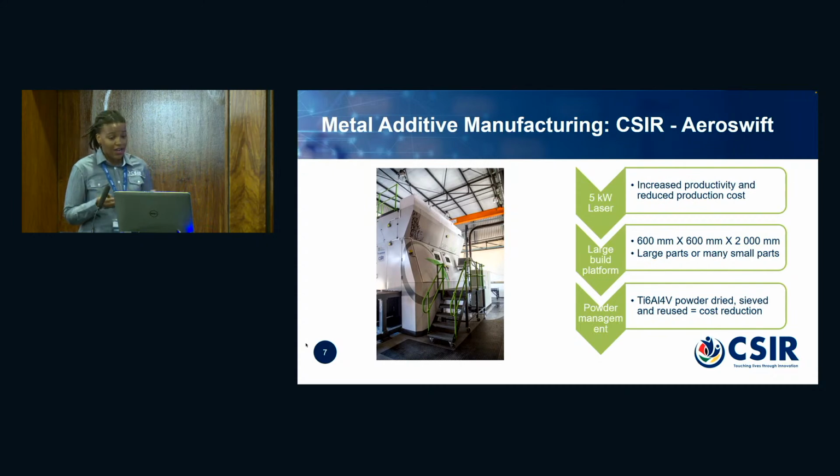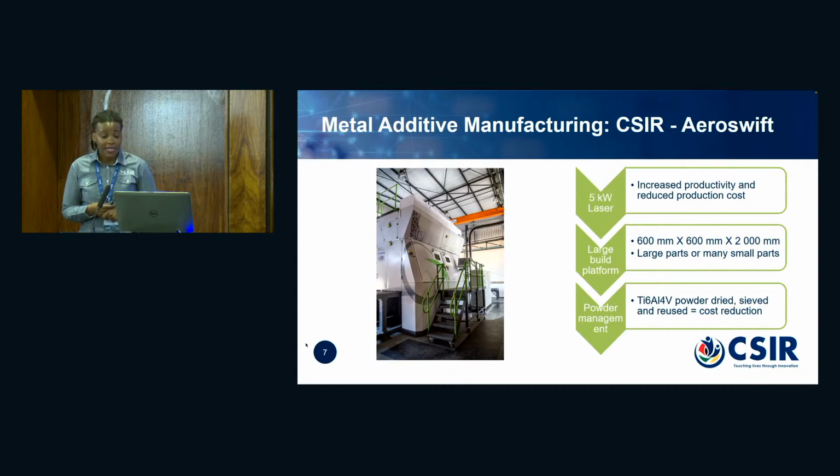It also has a large build volume of 600 by 600 by 2,000 millimeters. So it's quite big. It's one of the largest in the world, in fact. With this, we're able to make large parts or many small parts. And as I mentioned before, the powder that is used, we reuse. We essentially just dry it and sieve it to the correct size, and we're able to use it again. Again, speaking to cost reduction.